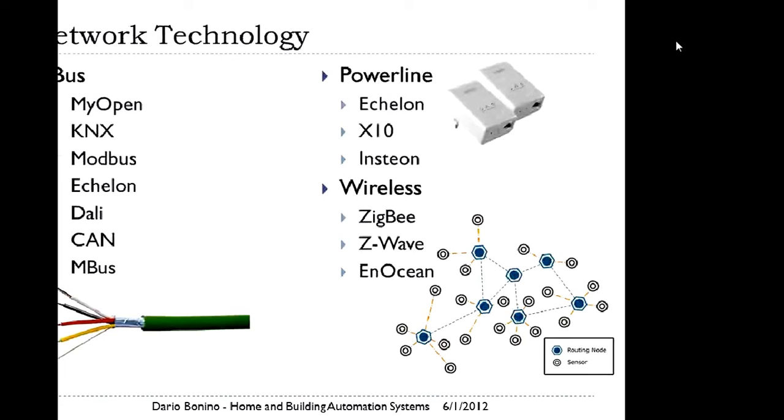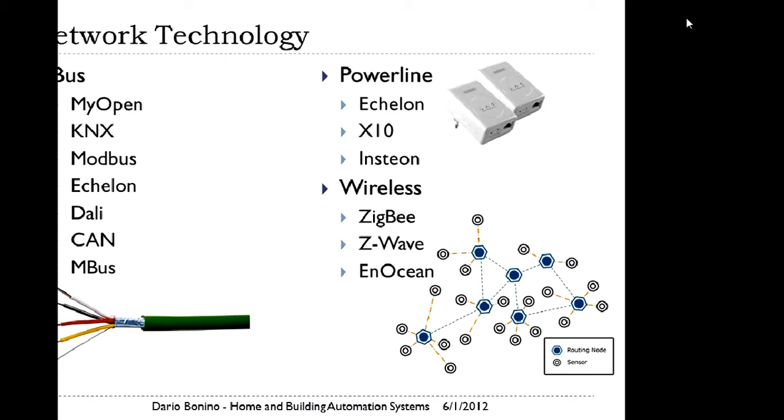So I divided the main network technologies which these standards are using, and they are basically bus technologies, power line technologies, and wireless. Bus technologies are based on a bus, so on a kind of wire cabled inside the home or inside the building, and they have the advantage that they can realize all the functions by just using one wire instead of many wires.